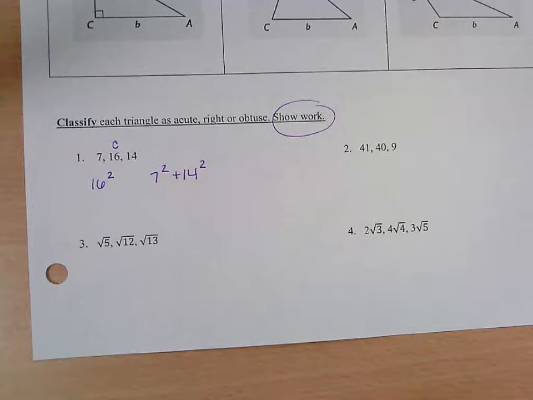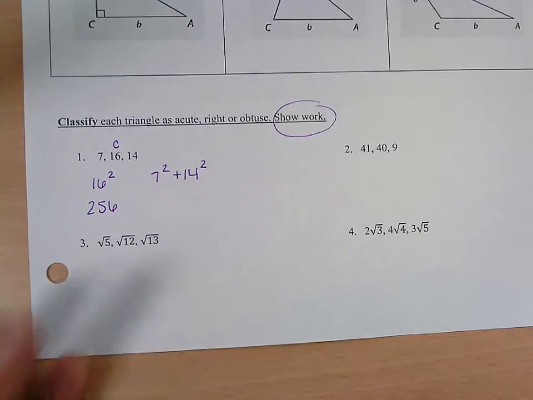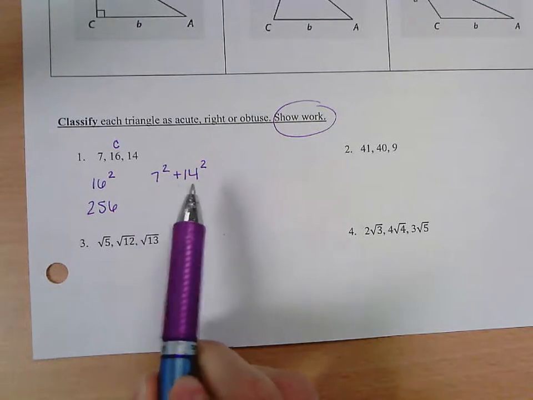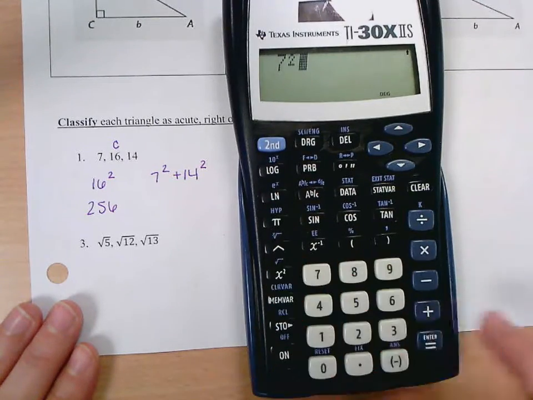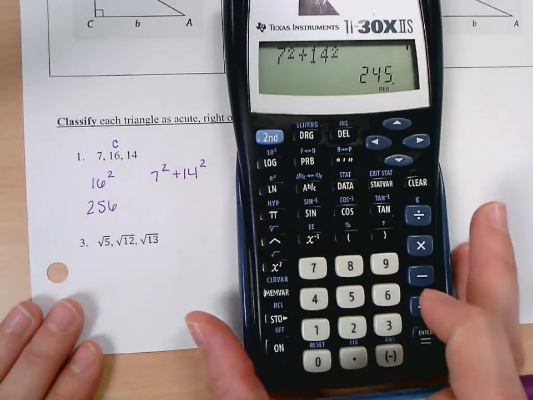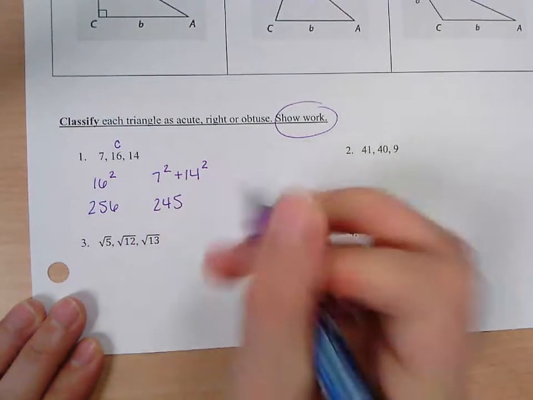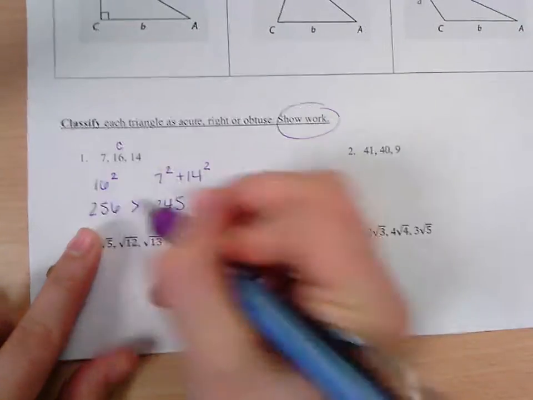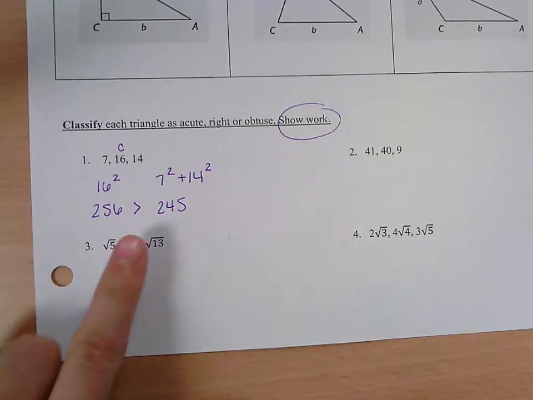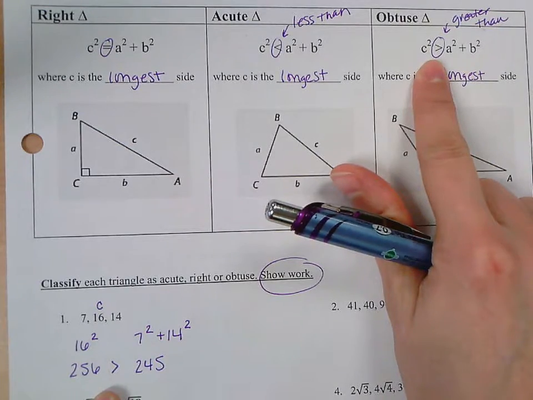So then I would calculate 16 squared, that is 256. And then if I type in 7 squared plus 14 squared, that is 245. Then you compare these two numbers. 256 is bigger than 245. So if that's the case, then I look up here, and I have an obtuse triangle.